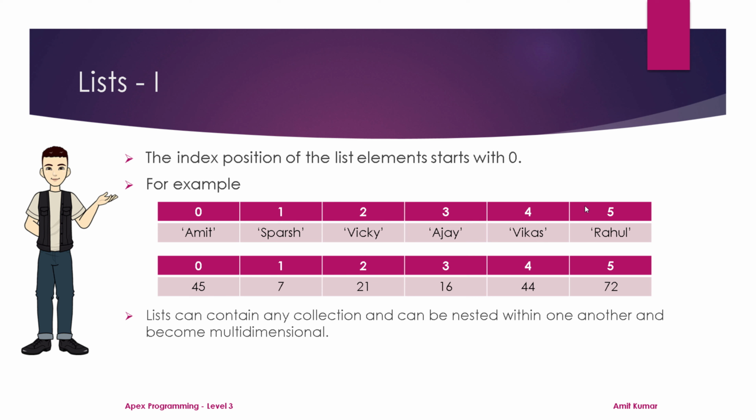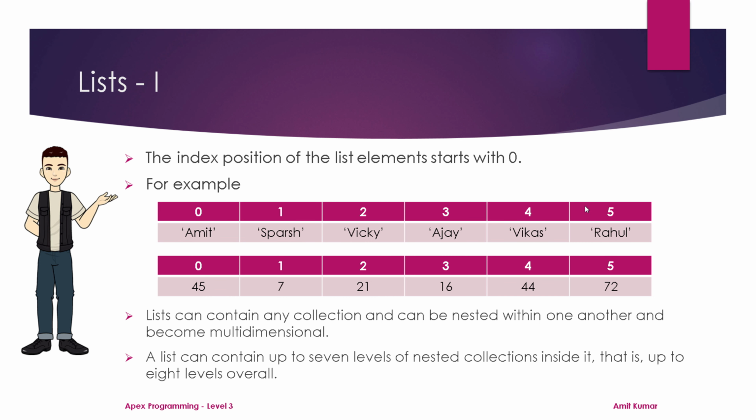Lists can contain any collection and can be nested within one another and become multi-dimensional. A list can contain up to 7 levels of nested collections inside it, that is up to 8 levels overall.